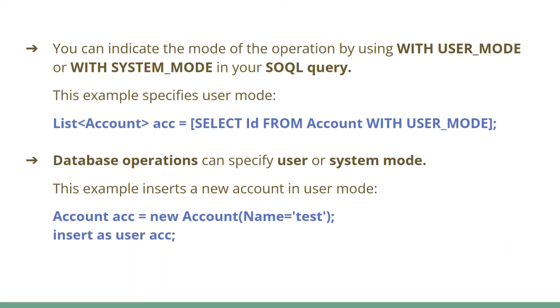You can indicate the mode of operation by using with user mode or with system mode in the SOQL query. So we have an example: List of account is equal to select ID from account with user mode. So it will check if that particular user has access to that account, then it will show that account. Database operations can specify user or system mode. This is an example that inserts a new account in user mode: Account is equal to new account, name is test, insert as user ACC. So it will insert in user mode.